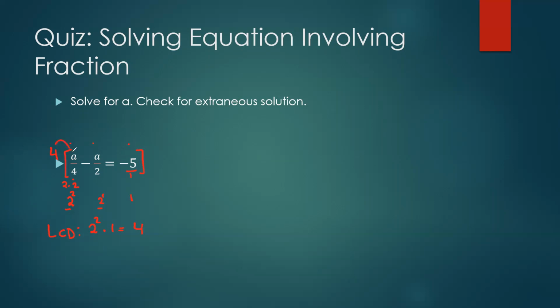So 4 times A over 4, notice the 4s are the same on the top and bottom. They cancel, so you're just left with A. 4 times negative A over 2. If you're lost, just write it out here. Let's use blue. 4 times negative A over 2. Well, I know that 4 divided by 2 is 2. And then you have this negative A on the top. So that is just negative 2A. And then 4 times negative 5 is negative 20.